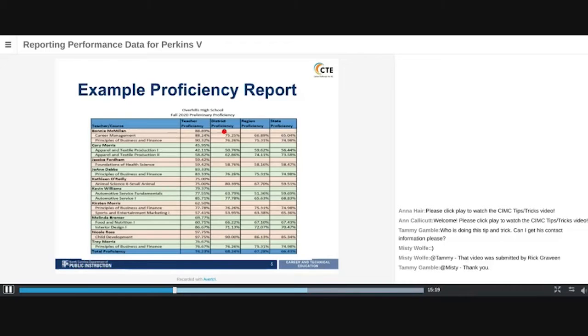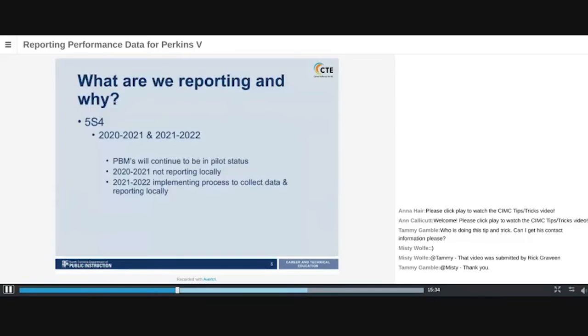So this is what I'm going to be reporting to my principals, superintendents, and my director for this year. And this is what my overall report is going to look like. So that's the first one.